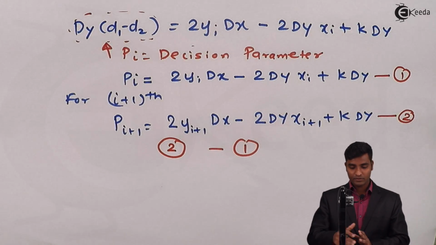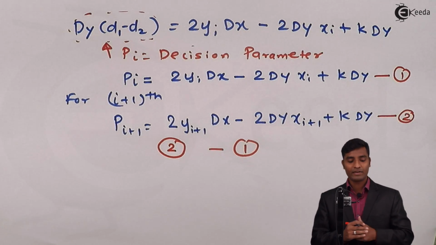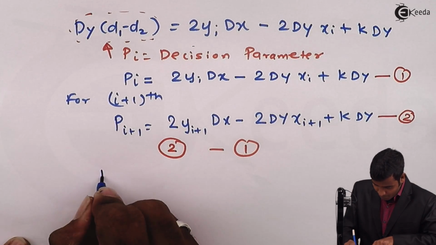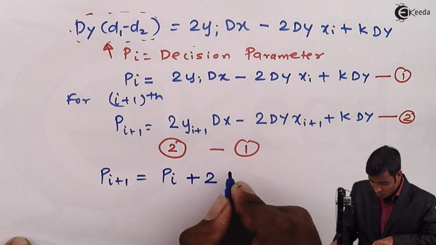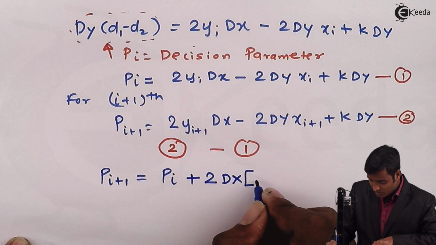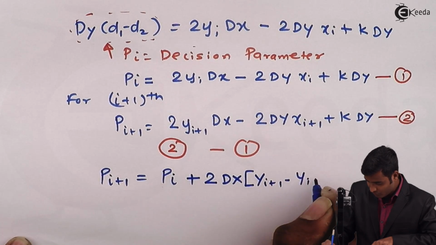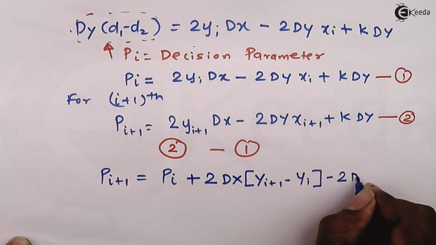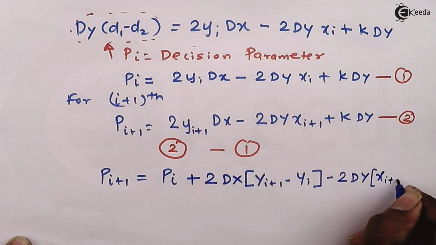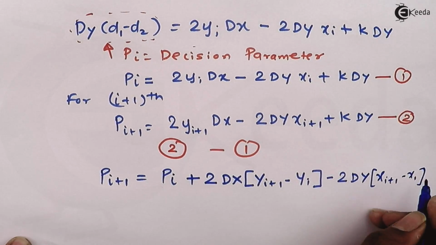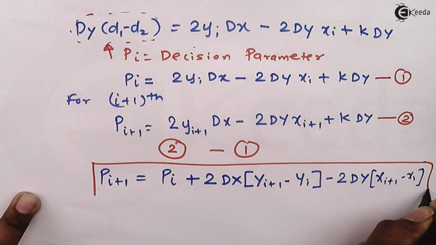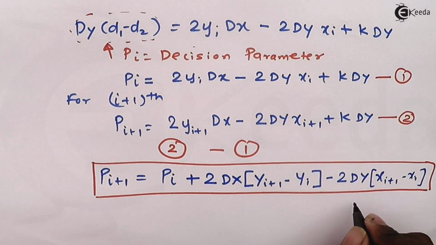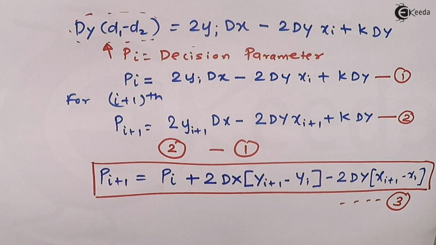So after subtracting these two equations, the final equation I will get is pi plus 1 equal to pi plus 2 dx into yi plus 1 minus yi minus 2 dy into xi plus 1 minus xi. So after subtracting both these equations, I get the final term as pi plus 1. So I am naming this as equation 3.